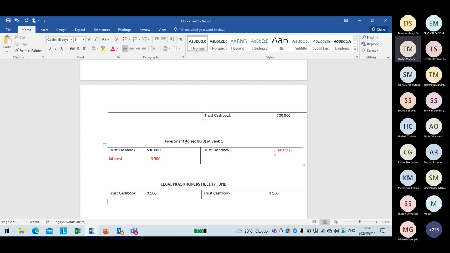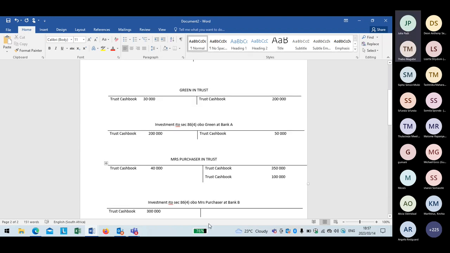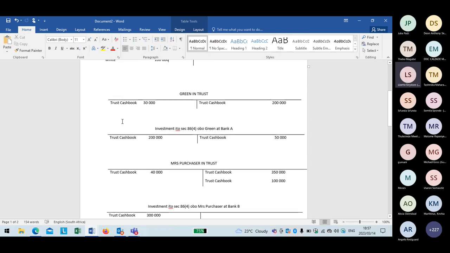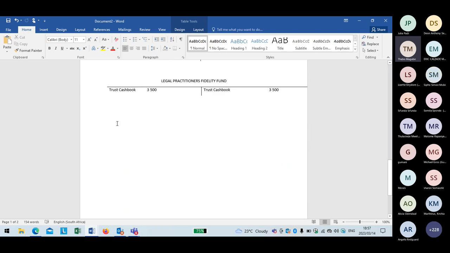Right, can we go further? Number 8 says you receive 100,000 in cash from White. Where do you go with this? To the trust account, to the trust debit side. Debit the trust cash book 100,000, and we say White. What else do we do? We open a ledger for White. We open a trust ledger for White.